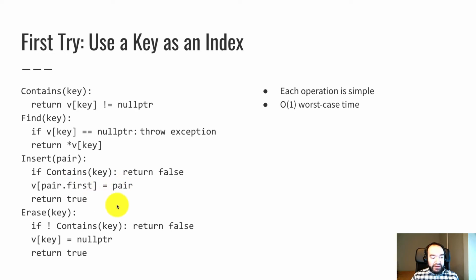And erase is check that if the key is not present, we don't do anything, but if the key is present, we overwrite the v key pointer with a null pointer. So this is very simple, just 1 or 2 or 3 lines of code each, and we have constant worst case time for all these operations.